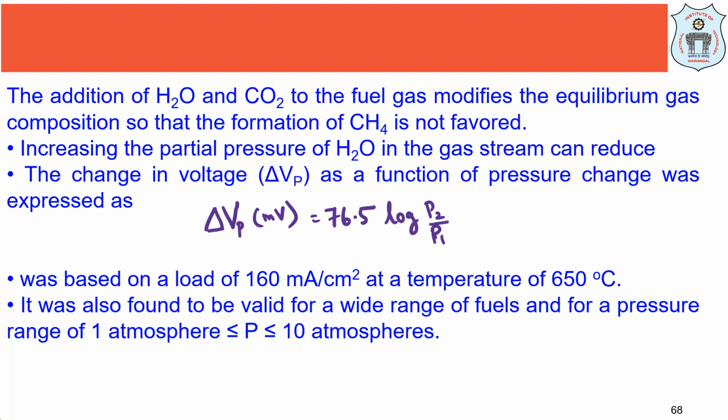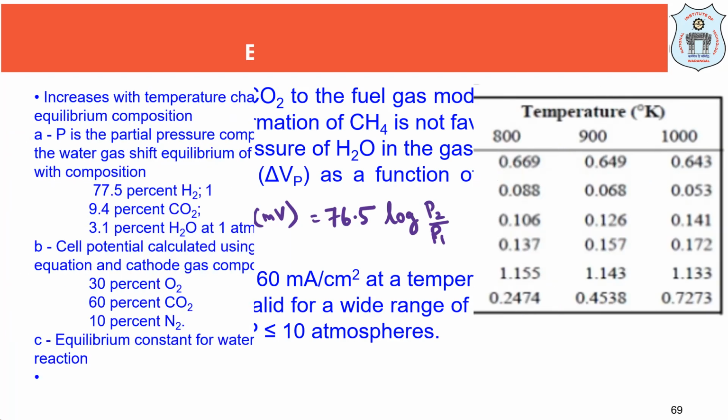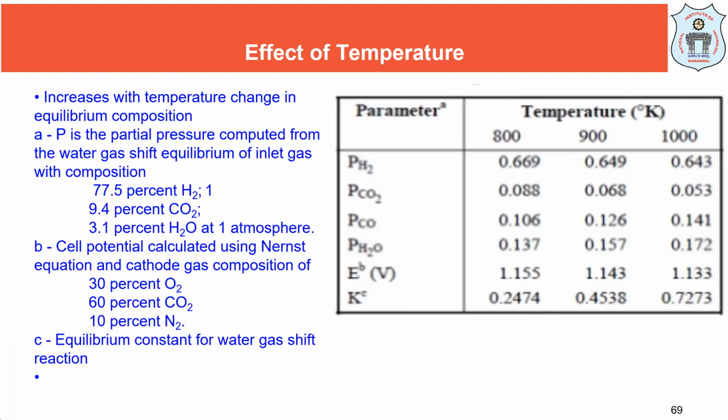This equation is valid. So the effect of pressure can be given using this equation. And if you look at the effect of temperature, what happens when you increase the temperature? There will be a change in the equilibrium composition. P is the partial pressure computed from the water gas shift equilibrium of inlet gas, B is the cell potential calculated using the Nernst equation and cathode gas composition, and you have the equilibrium constant for the water gas shift reaction.